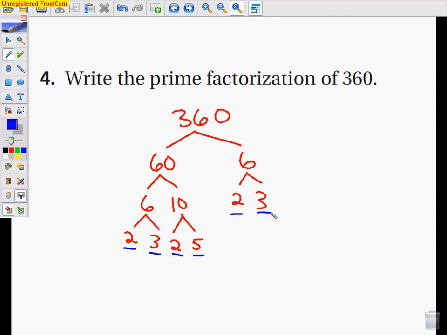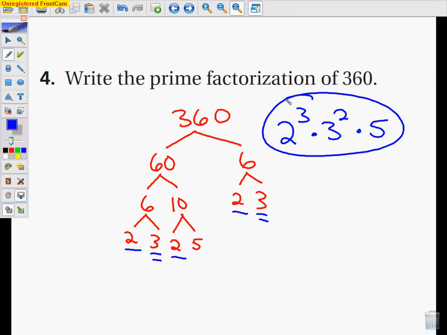Now that you have all prime numbers, notice that we have 1, 2, 3 twos. So I'm going to write that as 2 to the third. We have 1, 2, 3 threes, so I'm going to write that as 3 squared, and we just have 1 five. So the prime factorization of 360 will be 2 cubed times 3 squared times 5.